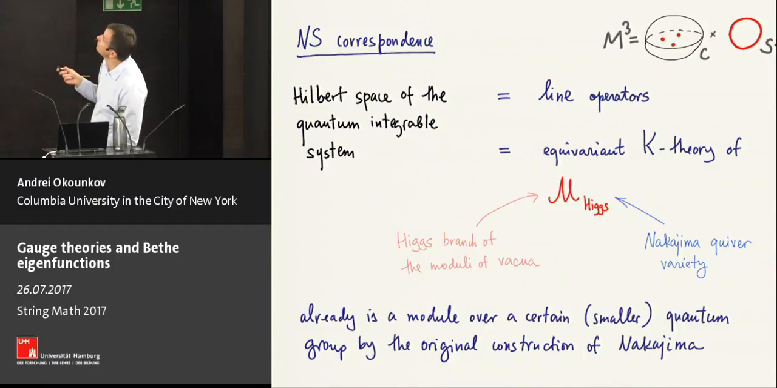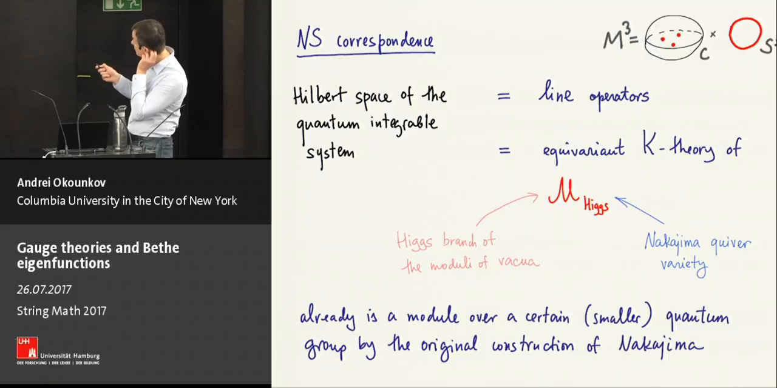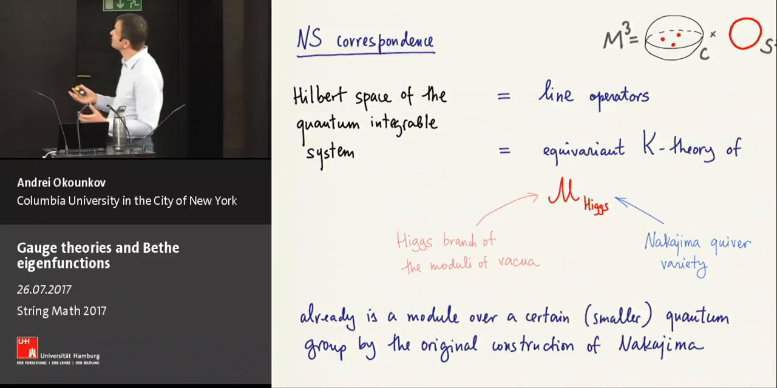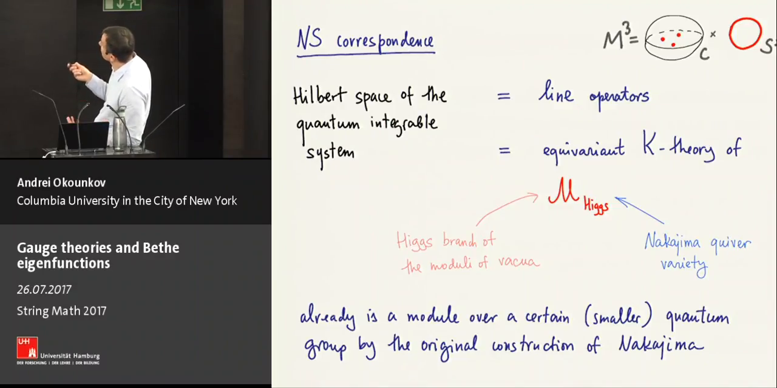And so then, to continue with this Nekrasov-Shatashvili correspondence, the Hilbert space of our quantum integrable system is identified with the space of line operators, which are located at points in my Riemann surface and wrapping this S1, the time circle. But somehow, to make math out of it, I'm not going to pretend I'm a physicist: this thing is the equivariant K-theory of a Nakajima quiver variety, which in this case is interpreted as the Higgs branch of the moduli of vacua.